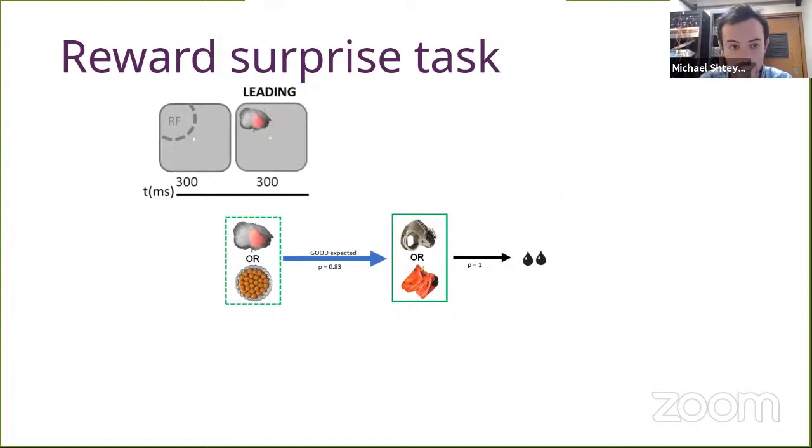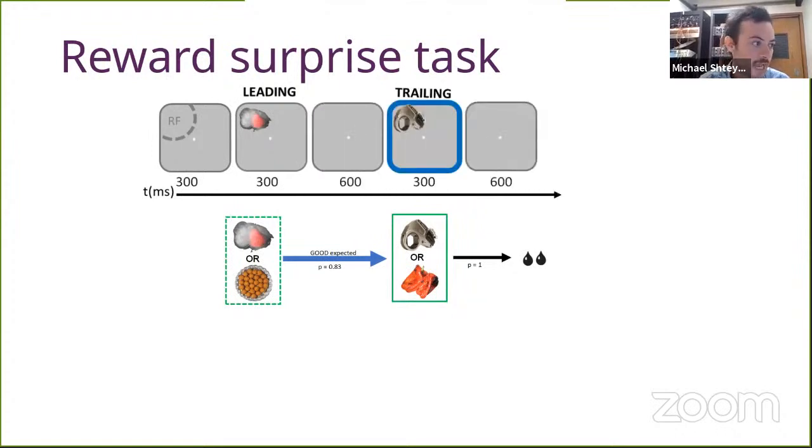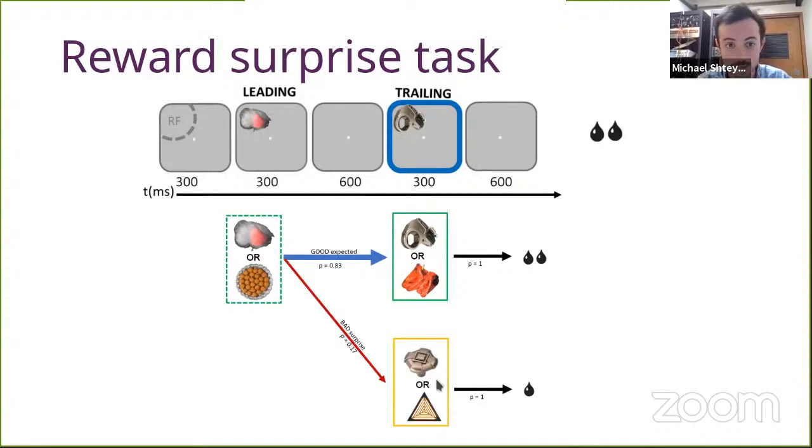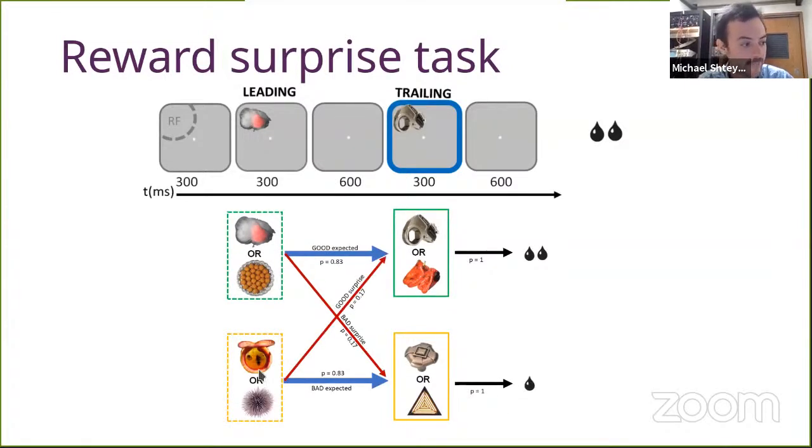It's a probabilistic task in which the animal is fixating, and two cues in succession are presented, in which 83% of the time, if you get a good leading image, you're going to get a good outcome, a big reward. Again, there's no behavior here. However, because it's a probabilistic task, on 17% of trials you get a bad trailing image, which signals with 100% probability a bad reward. Similarly, we have bad leading images, which usually signal that the animal will get a small reward, but rarely signal that you might get a good surprise if they're followed by a good trailing image.